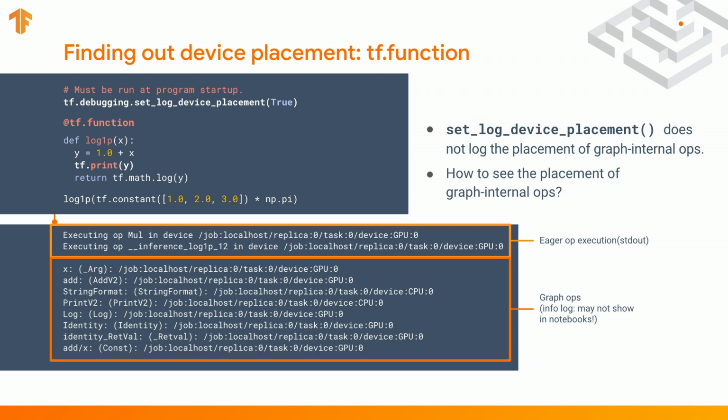But one caveat here is that you need to be aware that even though the eager lines are printed to stdout, currently the graph logs are printed to info log. The implication of that is that if you're doing this in a Jupyter Notebook or Colab, then you will not be able to see the bottom part of the log. But there is actually a way in Colab to capture the logs so you can see both. It's just something you need to be aware of. So in the graph placement logs, the text inside the parentheses is the op type, and the text outside the parentheses to the left is the name of the op.